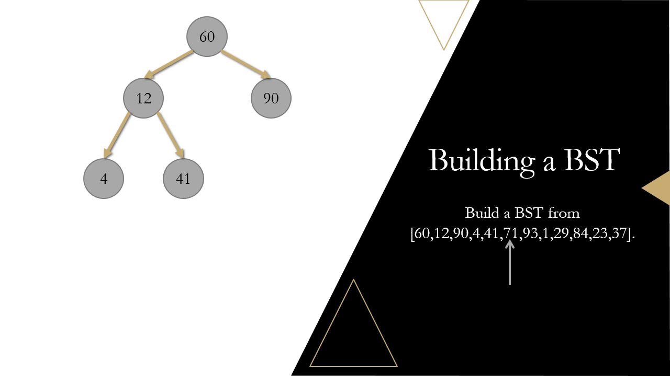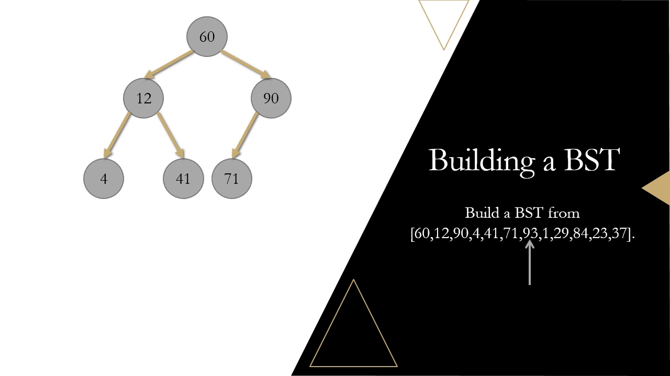Then we have 71. Start comparison with the root. 71 is greater than 60, so move to the right. We come to 90. 71 is less than 90, we should go to the left. But there is no left child of 90, so I make 71 the left child of 90.